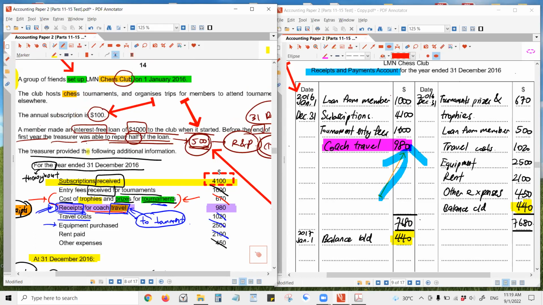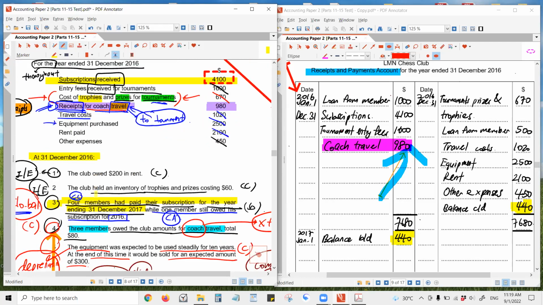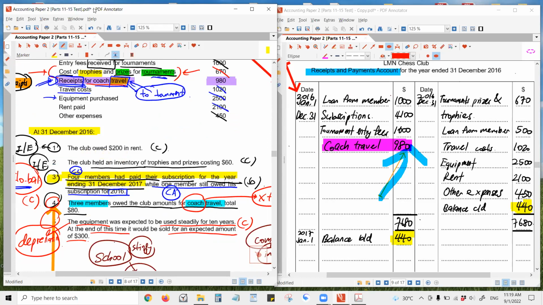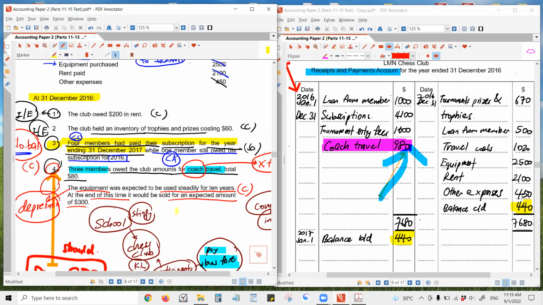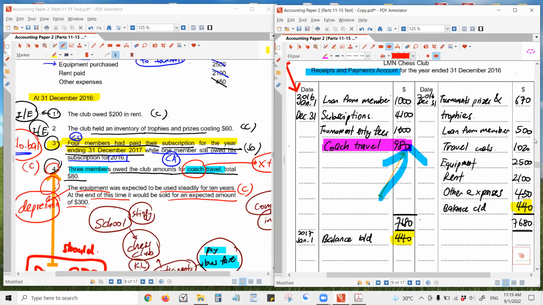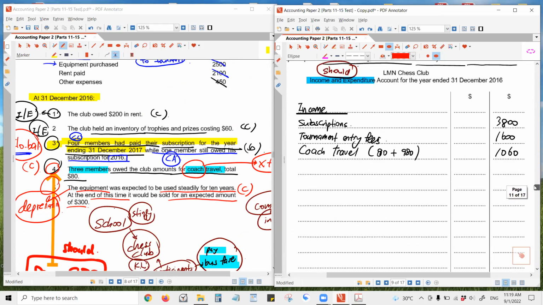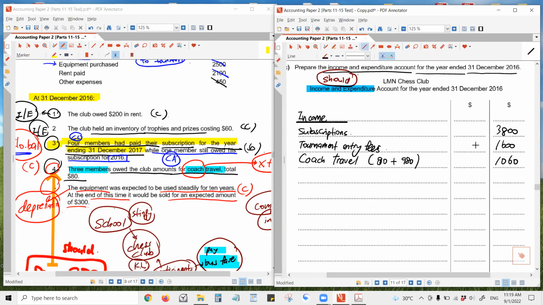Subscription, not an income. Okay, this is not an income. Entry fees received. We are done with that. Club owe 200 in rent. Okay, good. We have taken into account all the incomes available in this question. Okay, because there is plenty of information on the first page, right? So just to ensure that I have not left out anything, that's why I went through the whole thing again. Okay, so only 3 incomes from what we can observe.